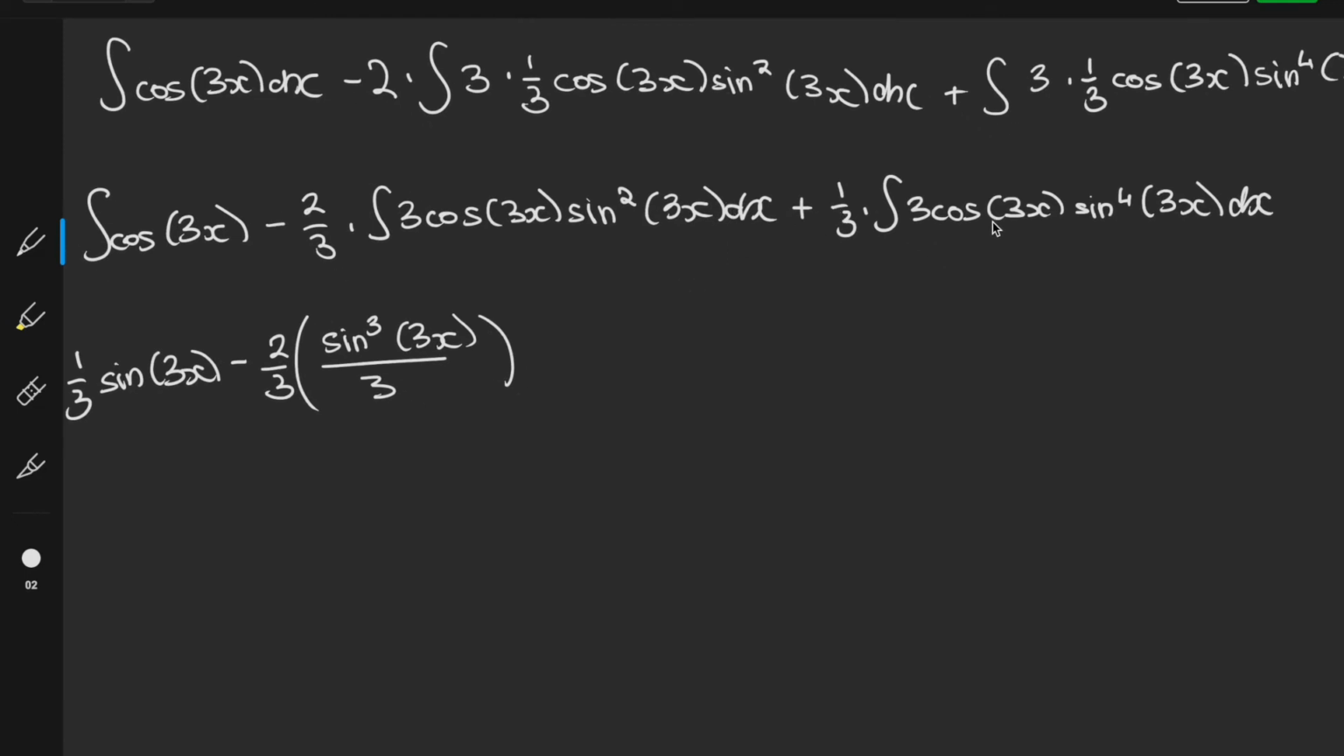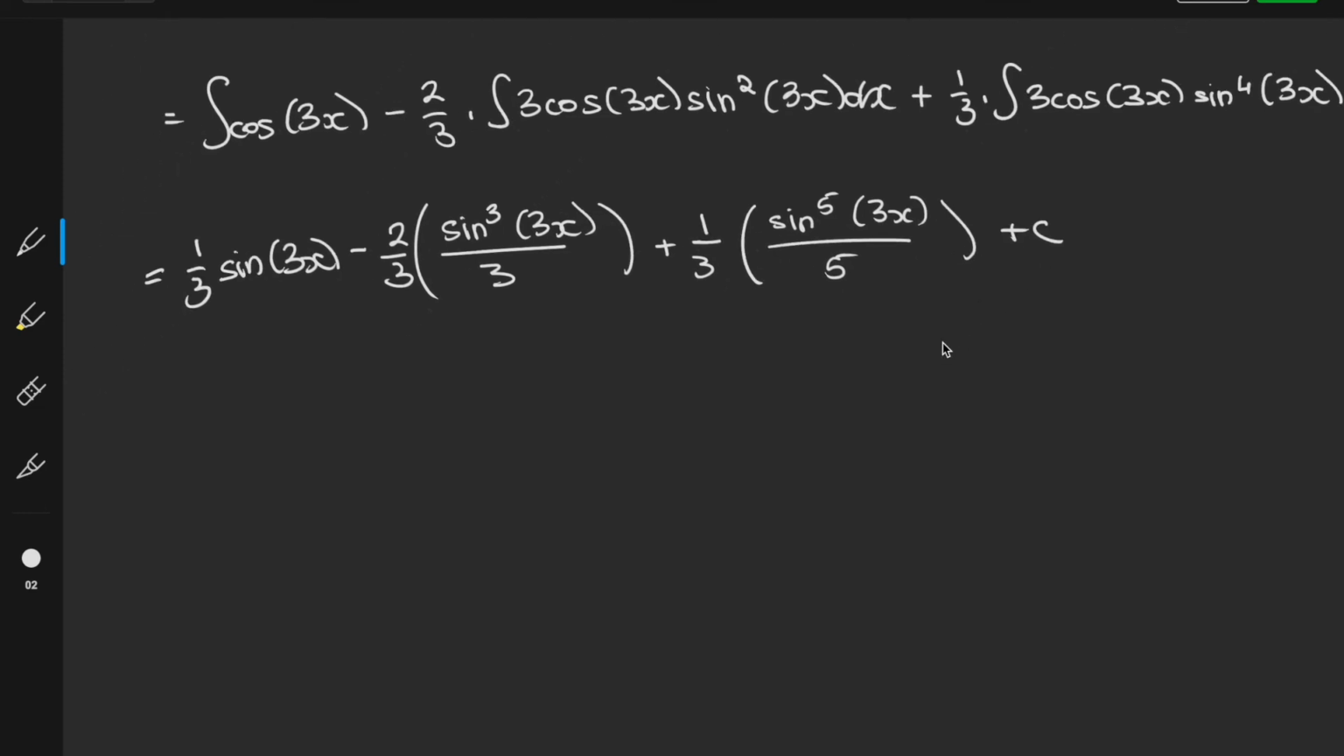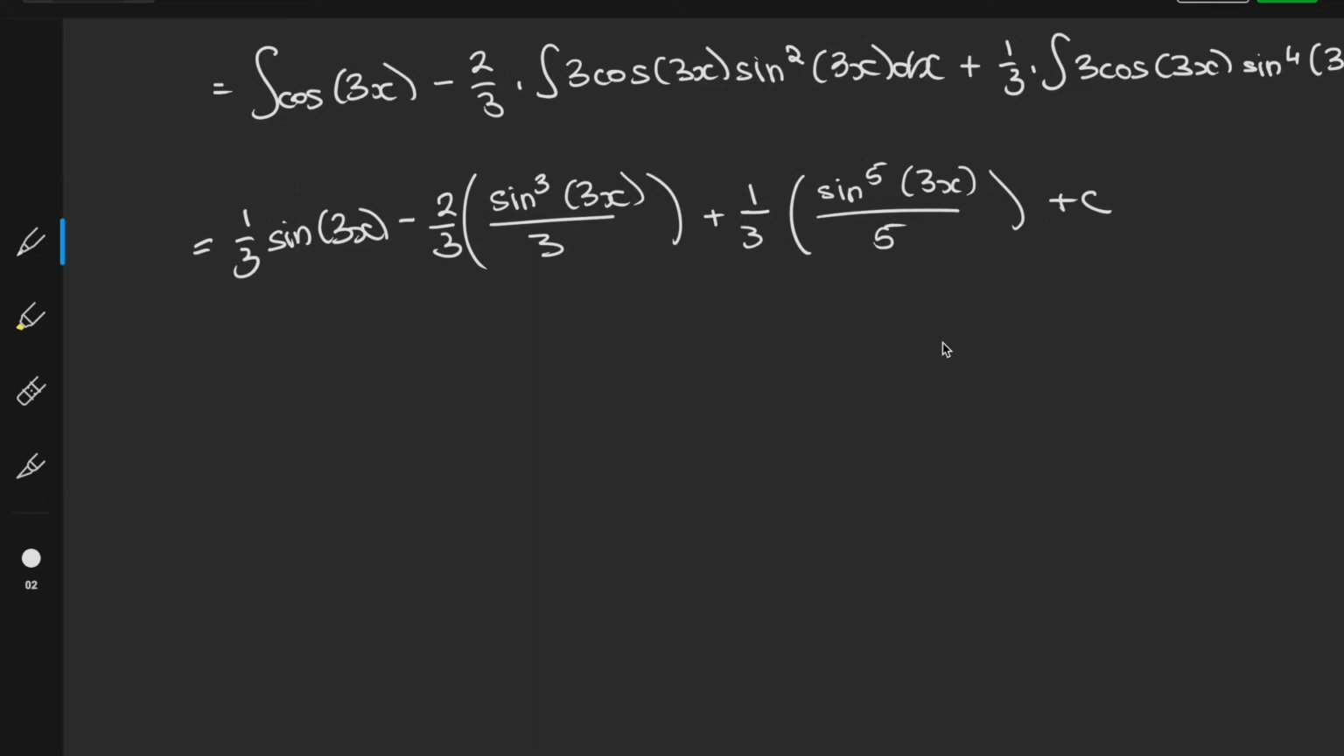We've got this third out here. The derivative isn't going to be in the anti-differentiated function, but we're still going to have that 1/3 at the front. So again, we're going to raise the power of sine by 1 and divide it by the new power. So we'll have sine to the 5th of 3x over 5, and then we're going to put the plus c at the end here.